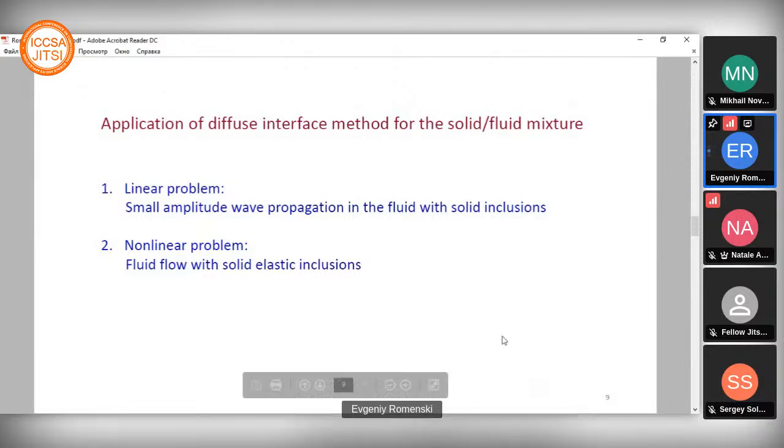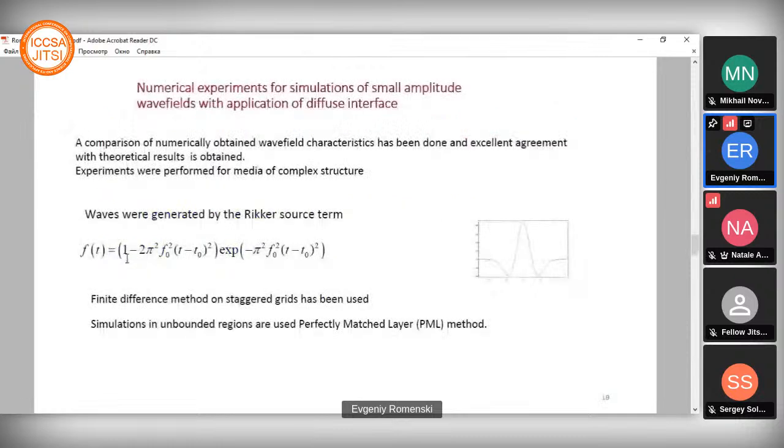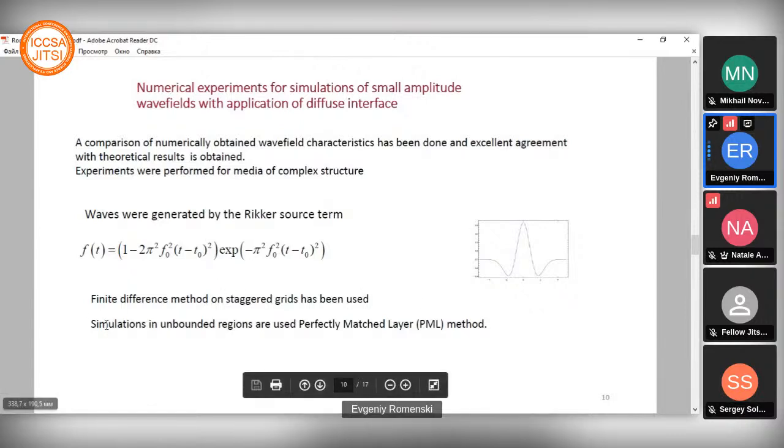It is small amplitude wave propagation in the fluid with solid inclusions. And I will show one example of nonlinear problem. It is a fluid flow with the solid elastic inclusions. For numerical experiments of small amplitude wave propagation, we use a Ricker source for generating wave field. In all computations, we used a finite difference method on staggered grids, and for unbounded regions, we used a perfectly matched layers method.